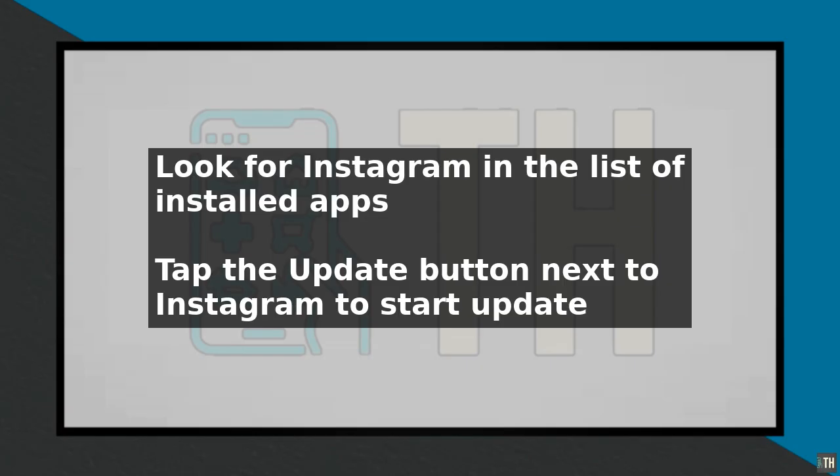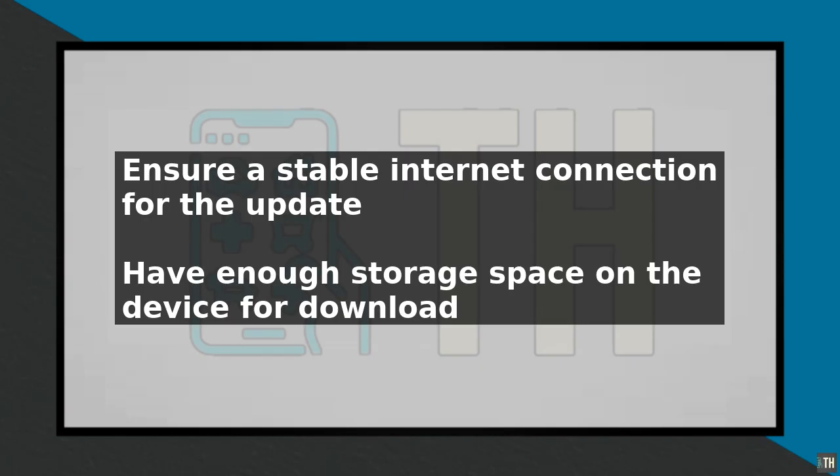Alternatively, you can also search for Instagram in the Play Store by typing Instagram in the search bar at the top of the screen. Open the Instagram app page, and if an update is available, you will see an update button. Tap the update button to start the update process.